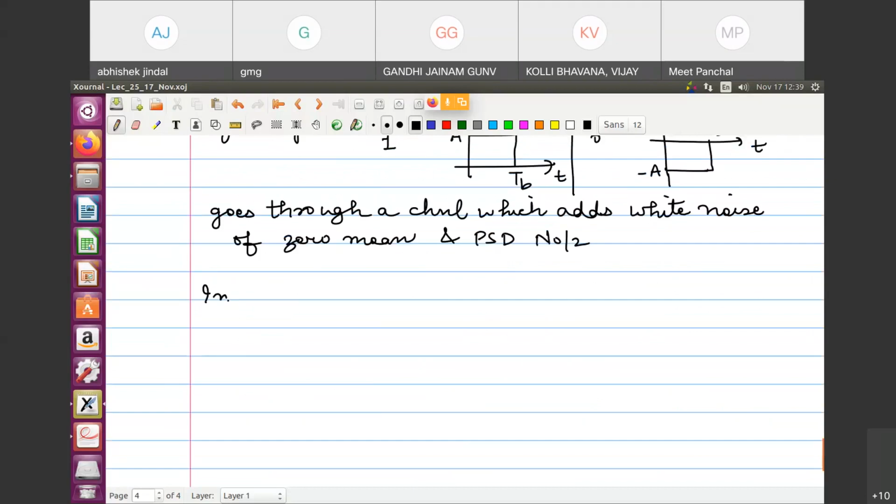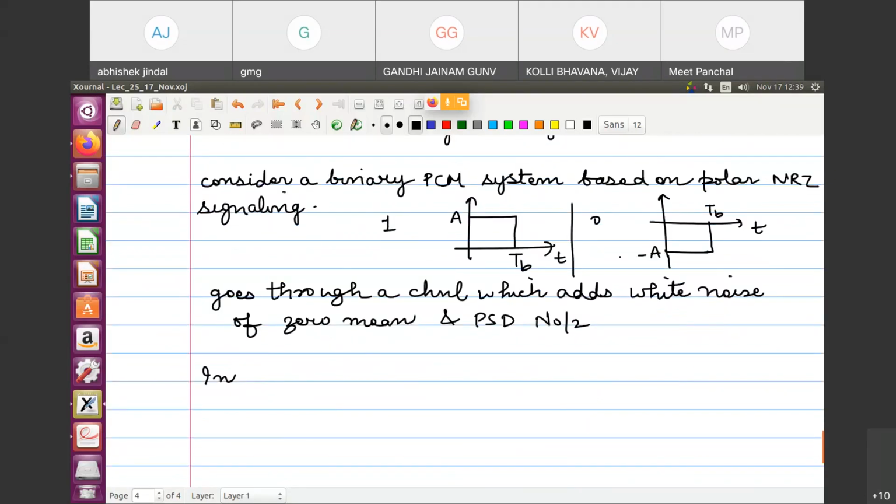So in the signal, let us consider a signaling interval of TB. Suppose a pulse is going. For example, let us say this is your pulse. So this is your 1, this is your 0, this is your 1, 1, and this is your 0, 0. And these are your signaling intervals, and each signaling interval is of width TB. That must be known. So this is TB, this is also TB, this is also TB.